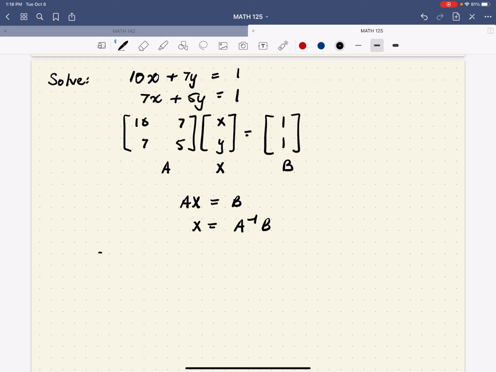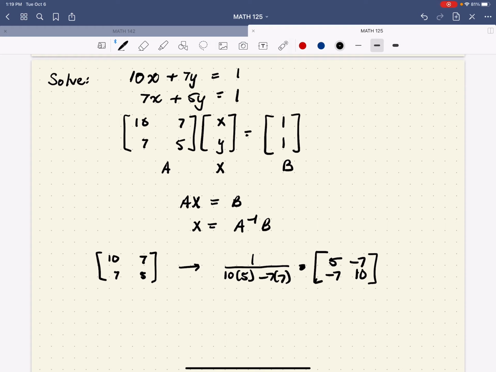So first thing to do is find the inverse of [10, 7; 7, 5]. Now, you can use a calculator to do that or any kind of technology, or since this is a 2 by 2, we can use the shortcut formula. Remember that the shortcut formula is 1 over AD minus BC, or main diagonal minus other diagonal, times the matrix where we interchange the main diagonal elements and we negate the other diagonal elements.